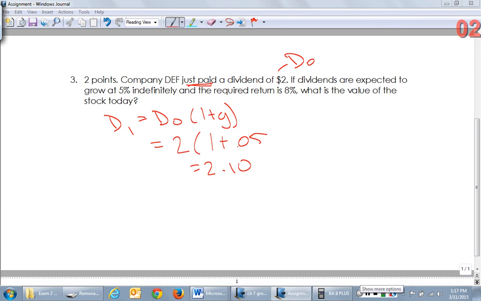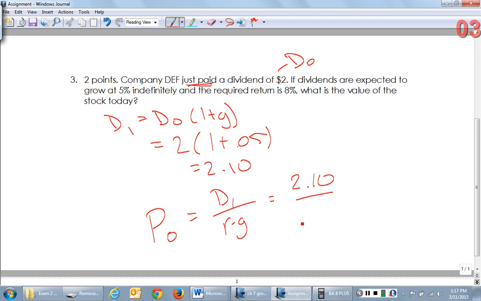Okay, so we've calculated the next dividend payable of $2.10. So now we can use our constant growth rate model to calculate the price of the stock today. Remember, the price of the stock today is equal to the next dividend payable over R minus G. So that's $2.10 divided by the required return of 8% minus the growth rate of 5%. We can use this formula because the growth rate is constant forever.